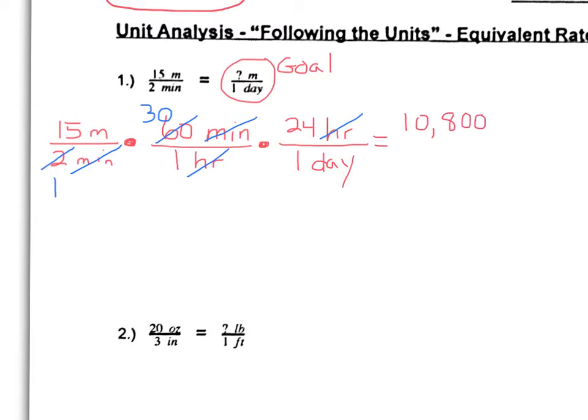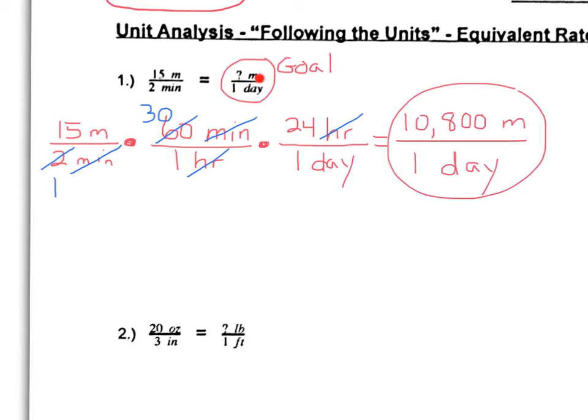And what do I have left for units in the top? We have M. That's it. These are canceled. These are canceled. So M for meters. Underneath, we have 1 times 1 times 1. And then the units of measure, minutes are gone, hours gone, days. Days, 1 day. And that is our final equivalent rate. We know we're done because we figured out how many meters in 1 day. All right, let's try the next one.